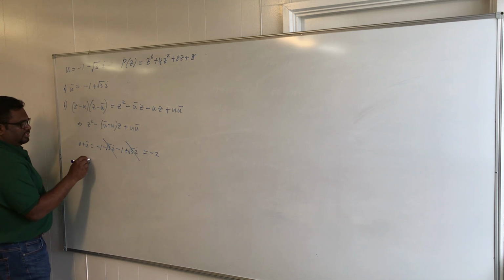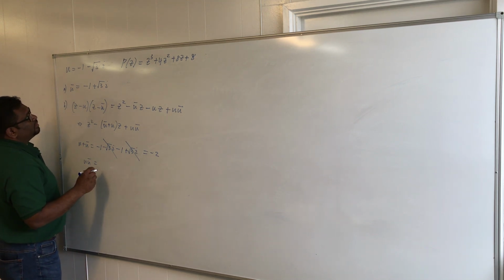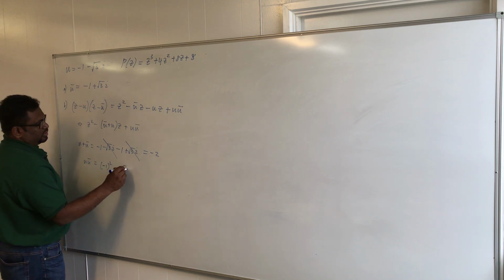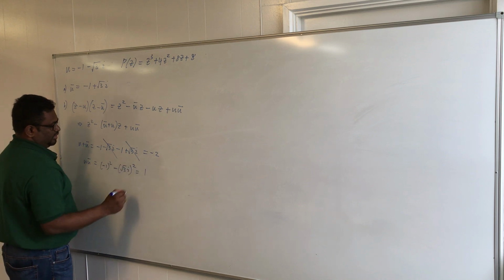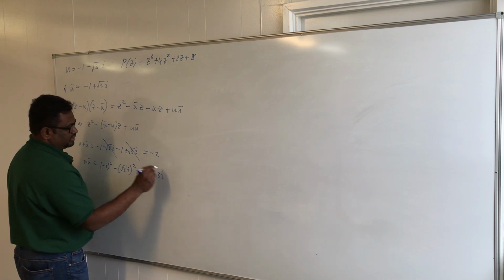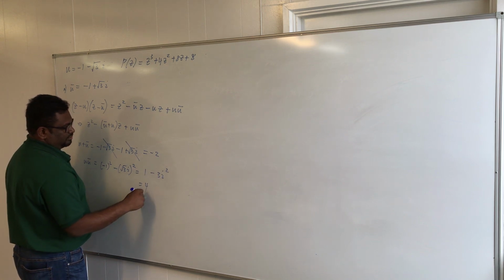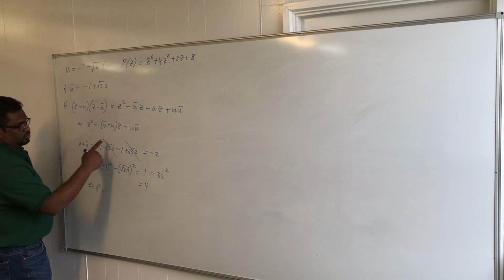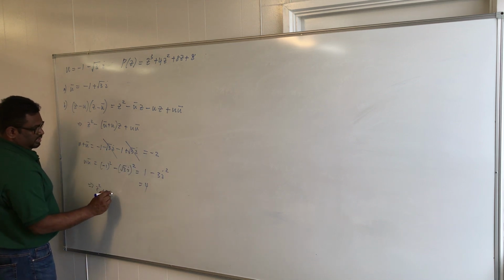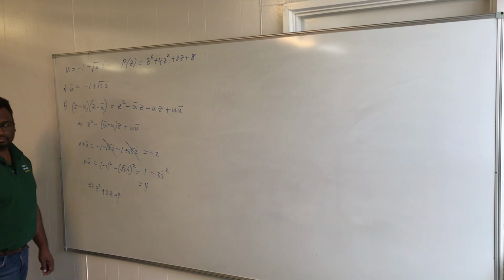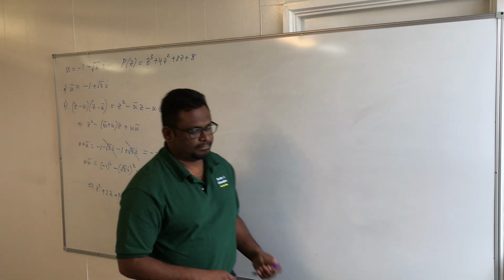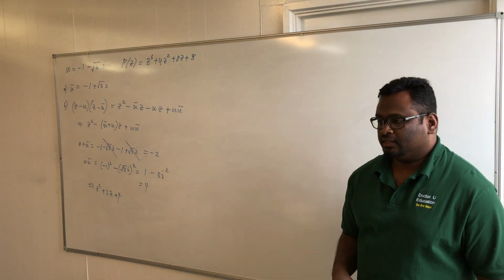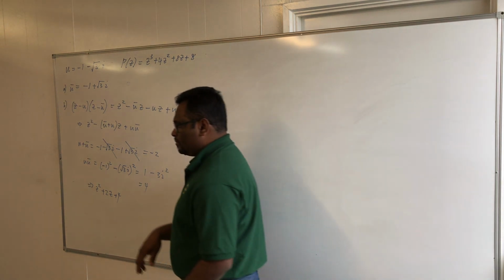So u u bar would be minus 1 squared minus square root 3i squared. So it's going to be 1 minus 3i squared, so plus 3, it's going to be 4 here. So you get z squared plus 2z plus 4. That's it. I got the answer different.